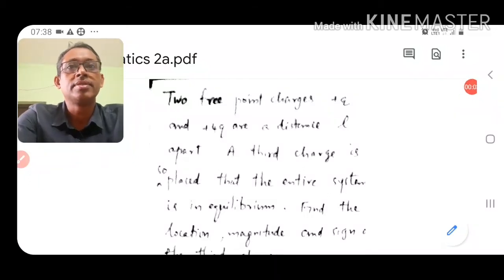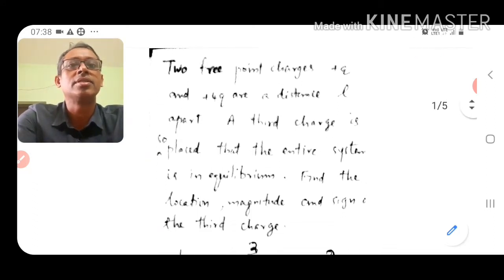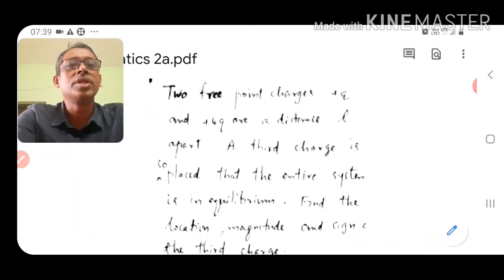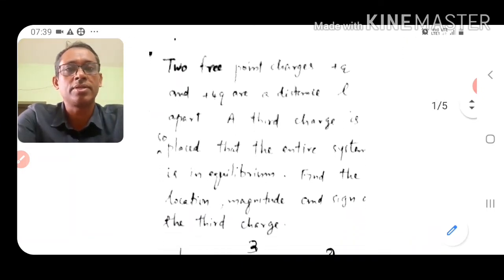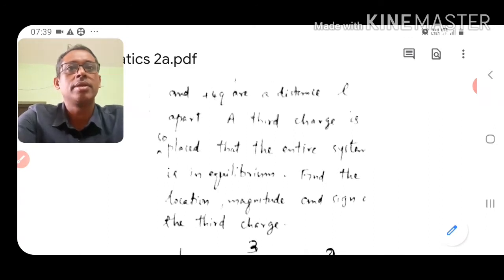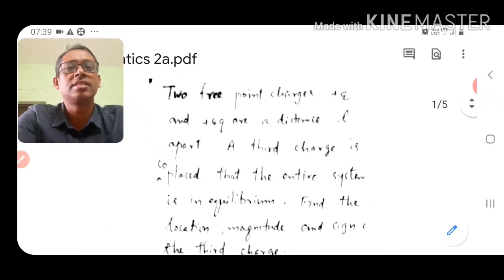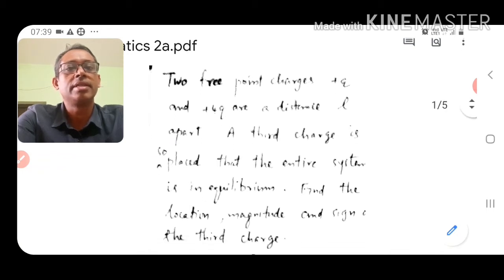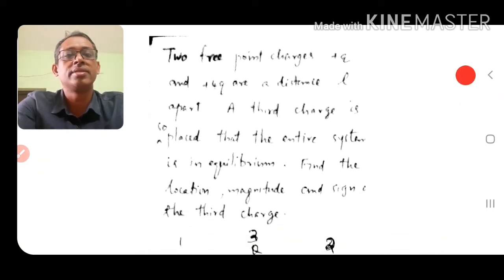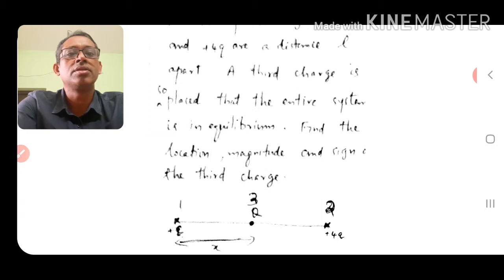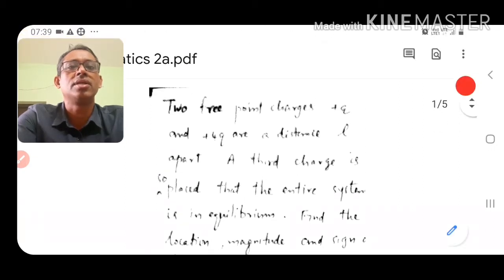Welcome. In today's class, we look at two problems and their solutions. The first one that we are considering is we have two free point charges, plus q and plus 4q, and these are L distance apart. A third charge is so placed that the entire system is in equilibrium. Find the location, magnitude and sign of the third charge.